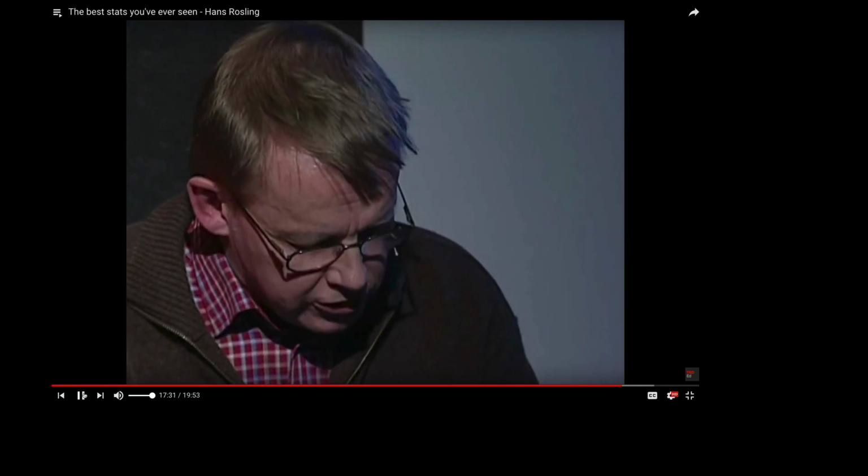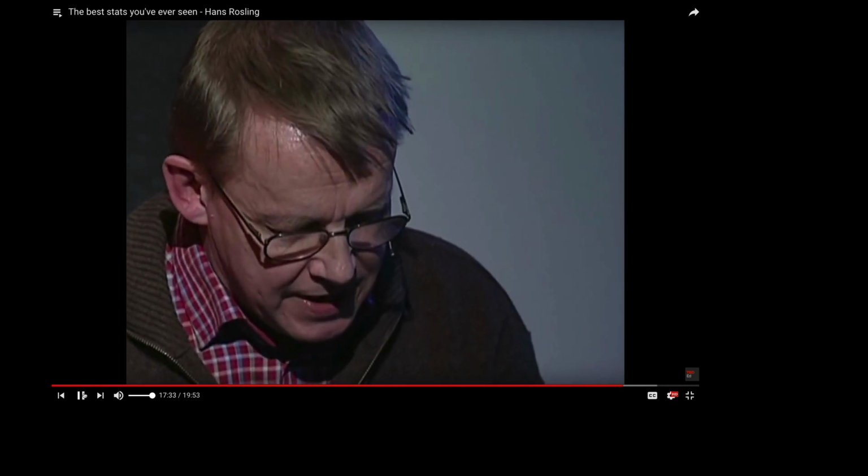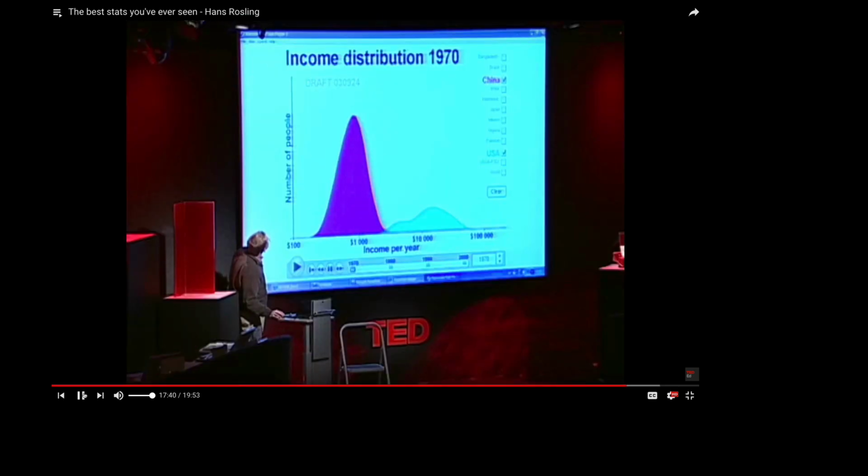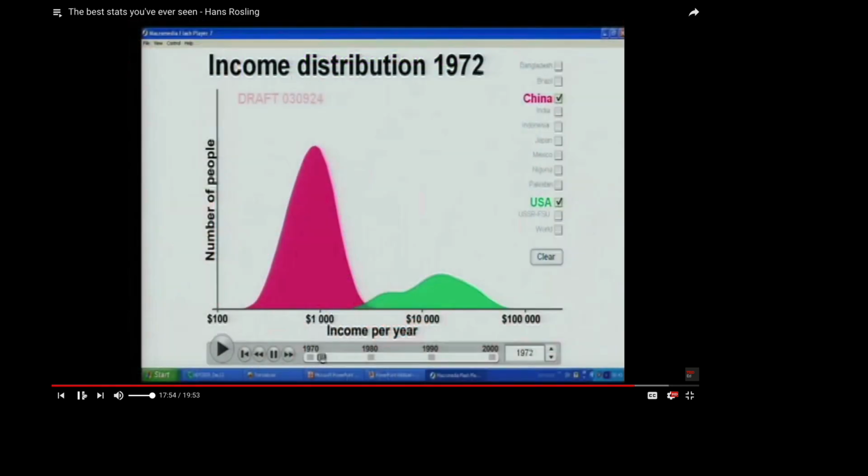So we can see a lot happening in data in the coming years. We will be able to look at income distributions in completely new ways. This is the income distribution of China, 1970. This is the income distribution of the United States, 1970. Almost no overlap. And what has happened? What has happened is this.